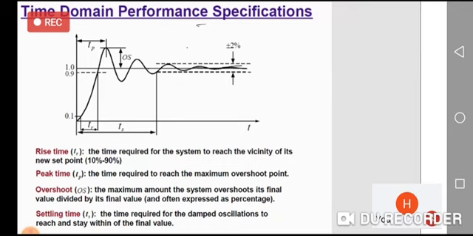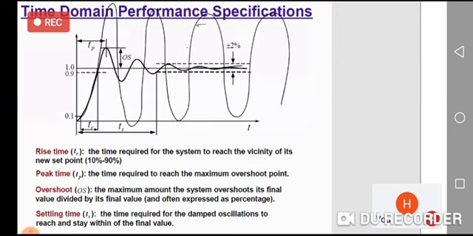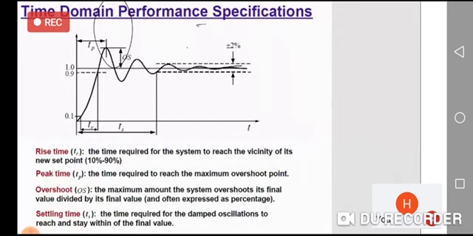Sorry, इसका response कुछ यूं होता. ठीक है? Overshoot. This is called overshoot. This is called undershoot. This is called overshoot. This is called undershoot. ठीक है? This is overshoot. This is the first overshoot. This is the first undershoot. This is the second overshoot. This is the second undershoot. Third overshoot. Third undershoot. Fourth overshoot. Fourth undershoot. Fifth overshoot, and so on. ठीक है? यहाँ तक clear है? So it's a second order underdamped stable system.